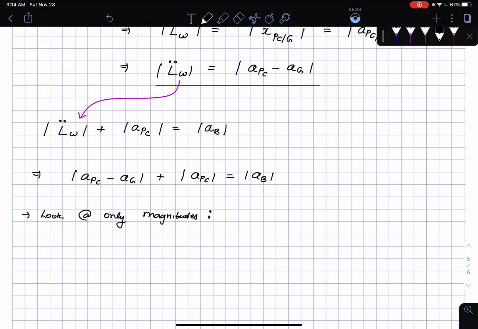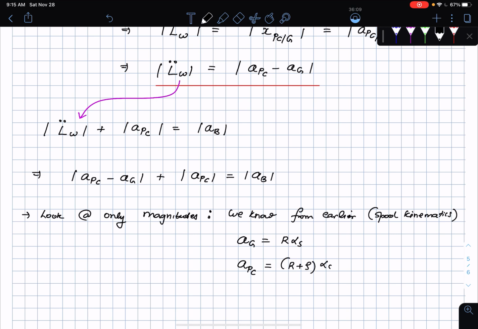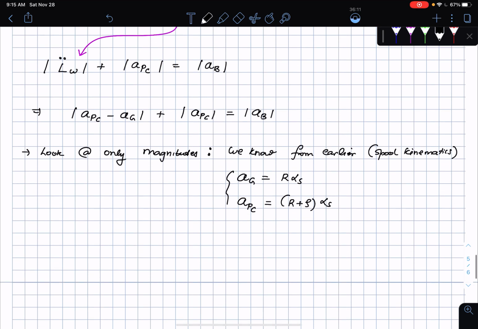Okay, and then you know from earlier when we did the spool kinematics, we know that acceleration of point G was r times alpha s, then acceleration of point P in the cable was r plus rho times alpha s. Okay, so we know both of these, which means that if I do the substitutions, here is what I end up getting.